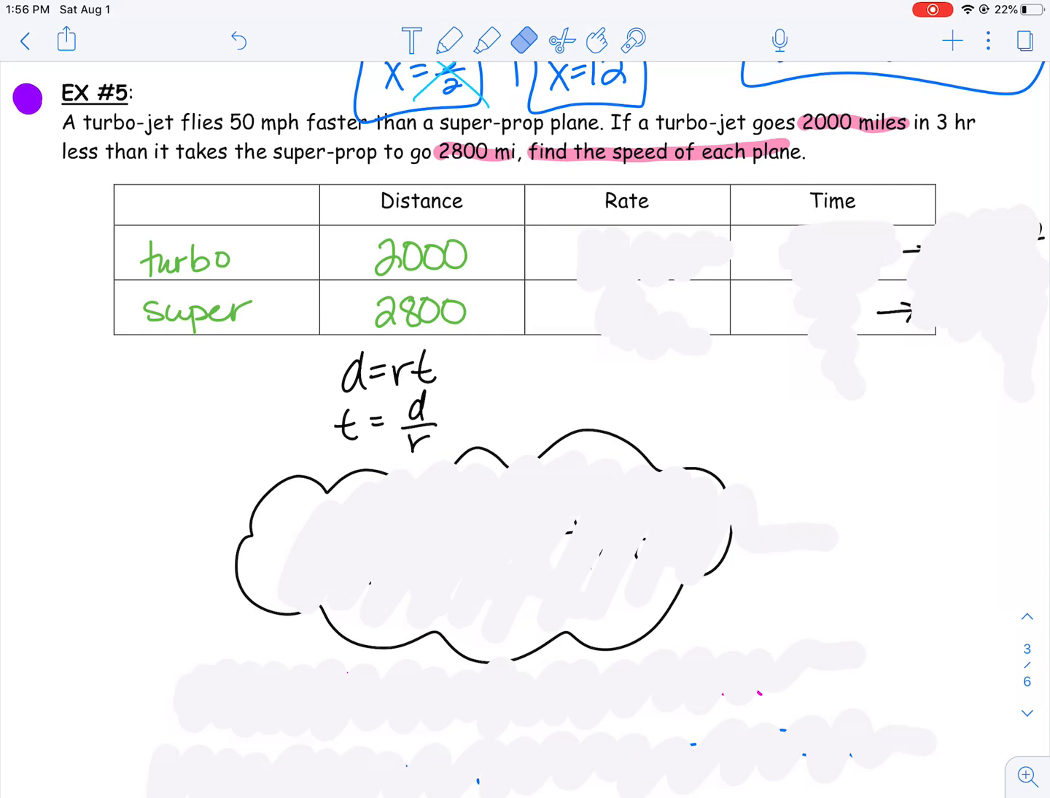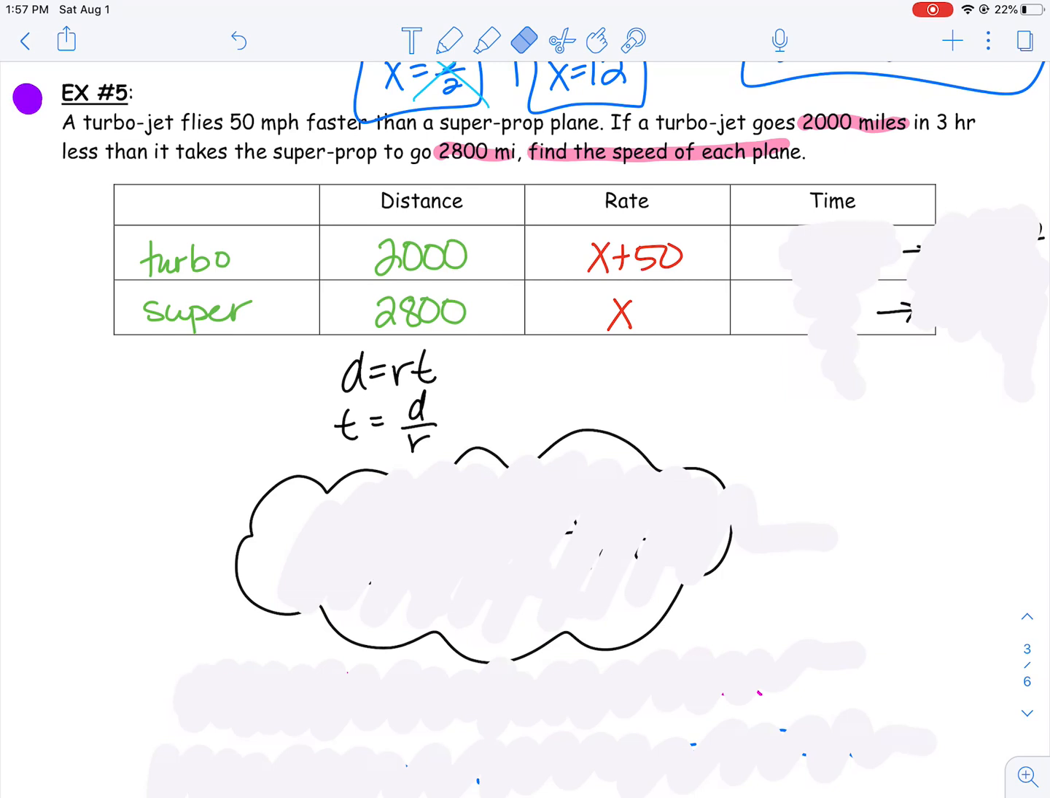But it does say that the turbojet flies 50 miles per hour faster than the superprop plane. We don't know what the superprop plane's speed is, so we can call that x. If the turbojet flies 50 miles per hour faster, then what would I call the rate for the turbo plane? Can I call that x plus 50? So there's my two variables, and when I go to solve for x, we know that x is really the speed of the superprop plane. Once we figure out the speed of the superprop plane, we can add 50 to it and get the speed of the turbo plane.